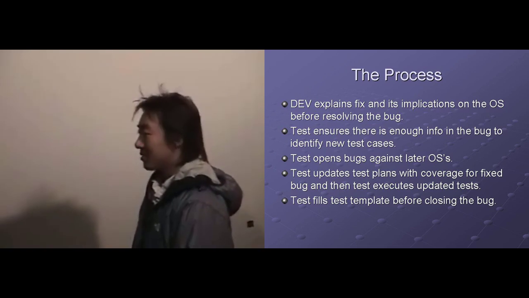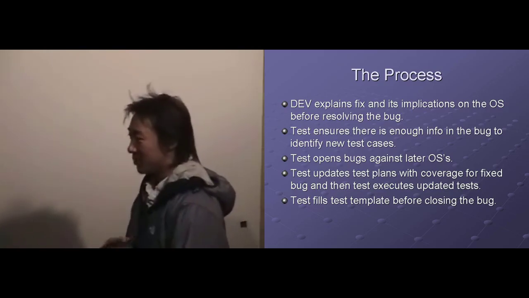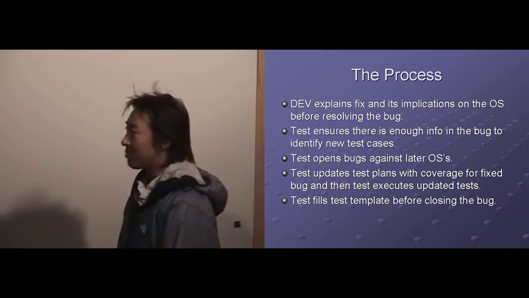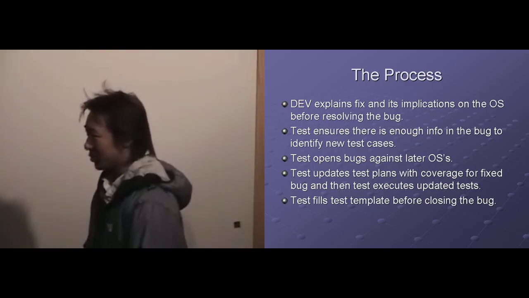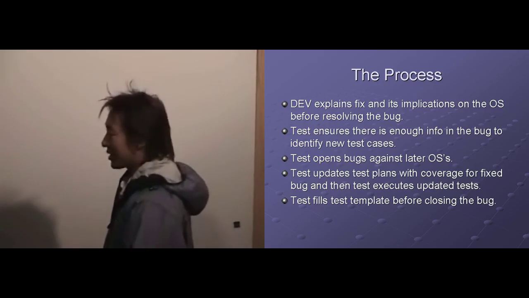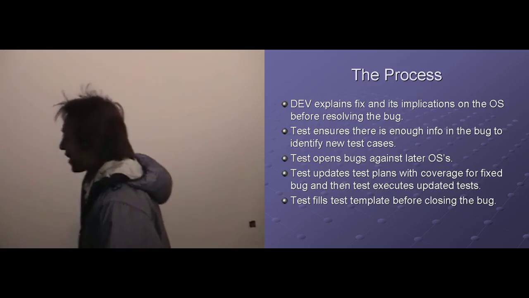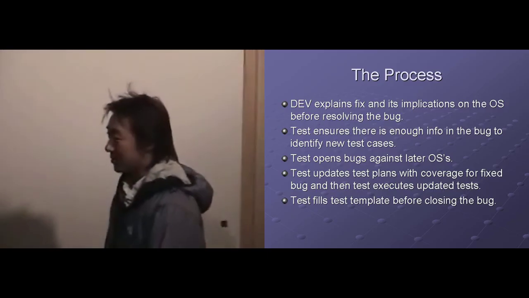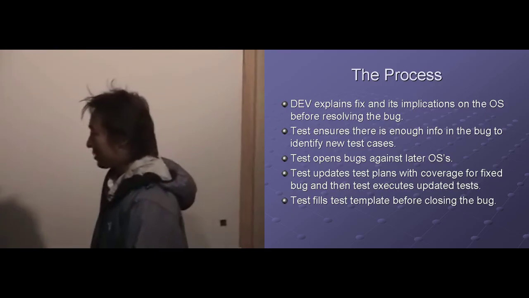Depending on your component, some test plans exist on a website, some exist in a spreadsheet, but most of them are stored in Source Depot, checked in to Source Depot. So you have to update the test plan and also implement the new test case. And the final thing is to make sure the test template is filled and pasted into the bug. I'm going to cover the test template a little bit more.